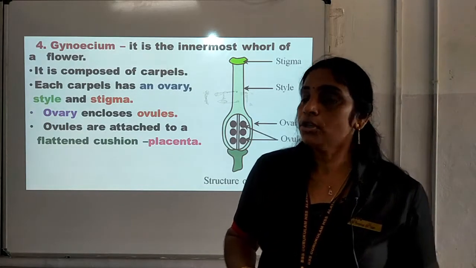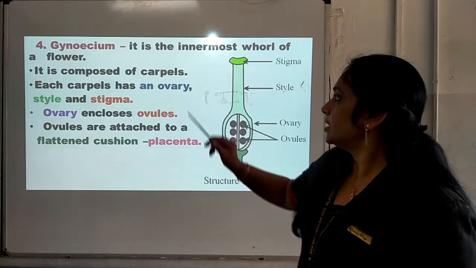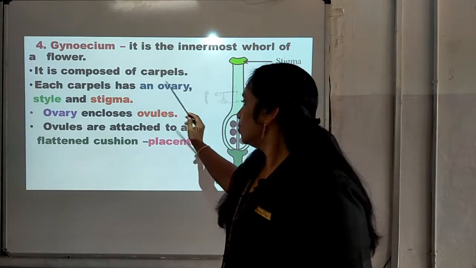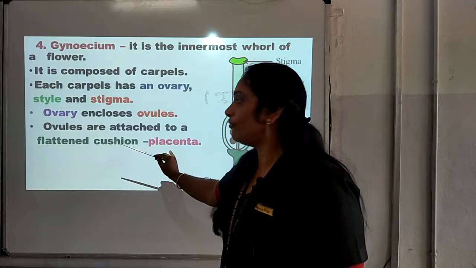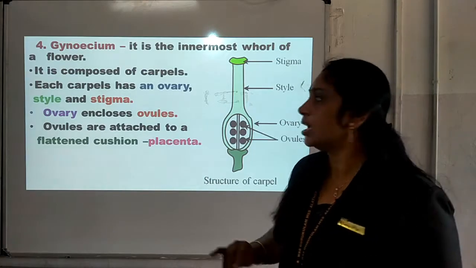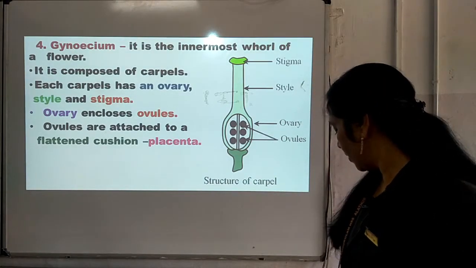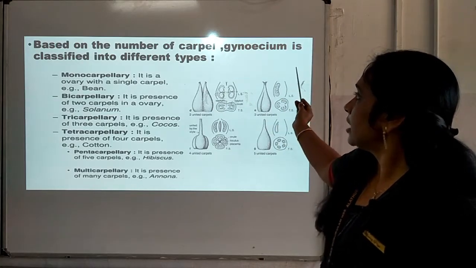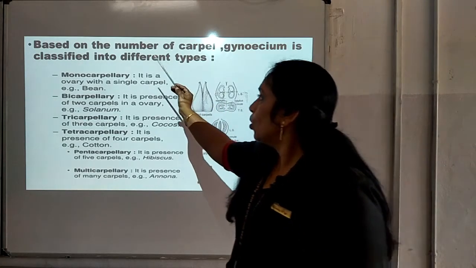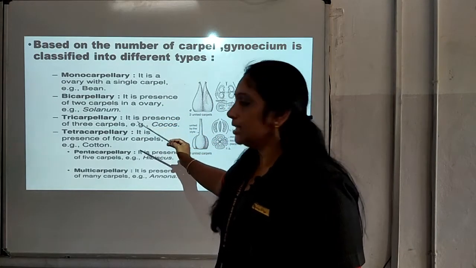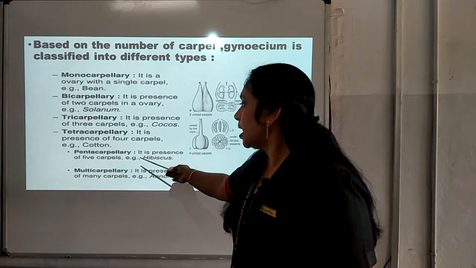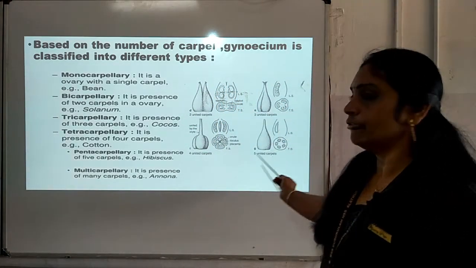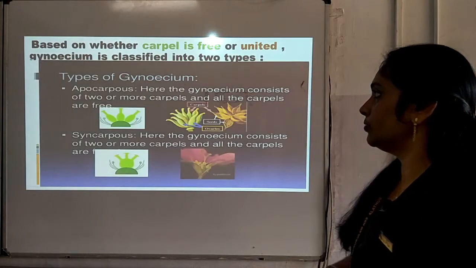The 4th whorl in the flower is gynoecium, and it is composed of carpels, and each carpel has an ovary, style and stigma. The ovary encloses ovules, and the ovule is attached to a flattened cushion, and that is called placenta. Already we have seen the structure of carpel. I think you would have understood this part also very clearly. Based on the number of carpels, we can classify gynoecium into different types: monocarpellary, bicarpellary, tricarpellary, tetracarpellary, pentacarpellary as well as multicarpellary. Based on the different types of gynoecium, we have seen the figures also. I think you would have understood this part also very clearly.